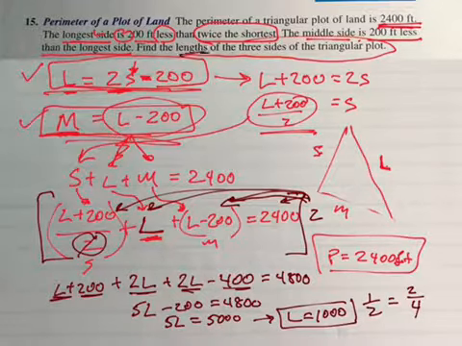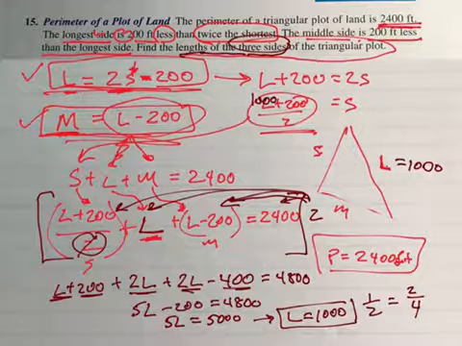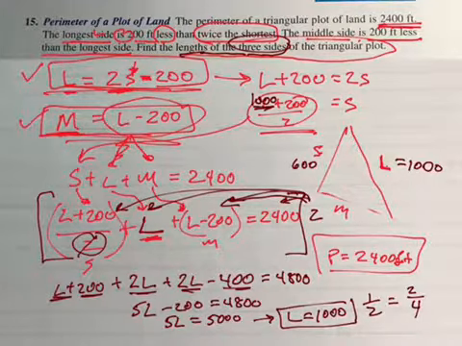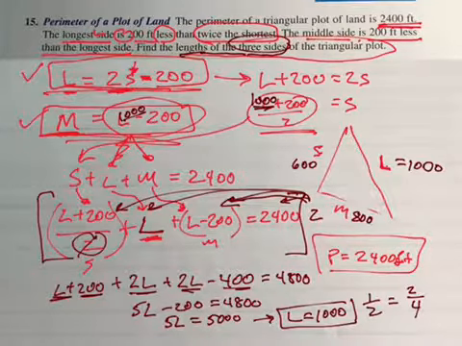It said find the lengths of the three sides. Well, that's one of them. 1,000. If that's 1,000, let's work our way backward. Plug in 1,000 right here for L. 1,000 plus 200 is 1,200, divided by 2 is 600. Plug in now to M. Plug in 1,000 for L. 1,000 minus 200 is 800. There are your three answers.